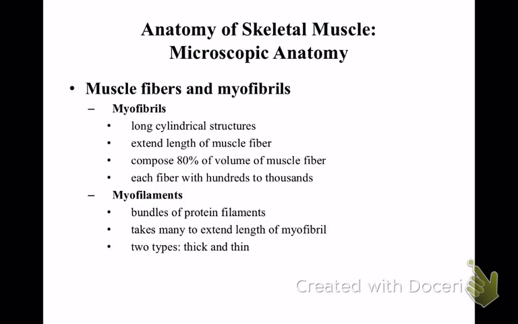So you remember our hierarchy. We had a whole muscle. It was divided into bundles called fascicles, which were made up of individual cellular components called fibers. Each fiber is divided into myofibrils. Each myofibril is composed of myofilaments. So we have the muscle fibers, that's the cell. The myofibrils, that's the bundles inside of the cell. And the myofilaments, which are the proteins that make up the bundles.